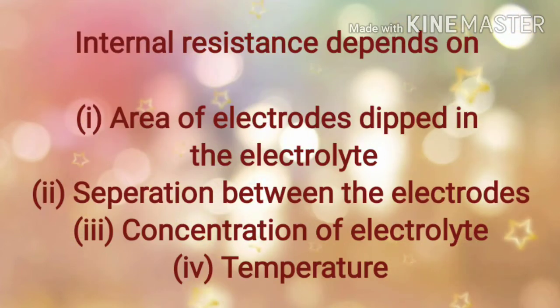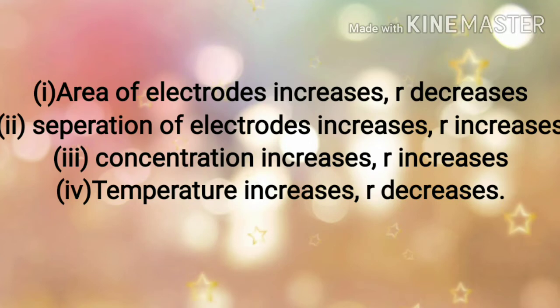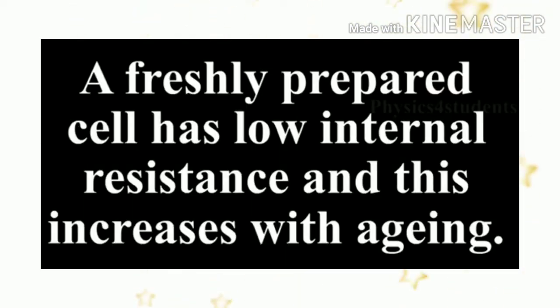It depends on area of the electrodes dipped in the electrolyte, separation between the electrodes, concentration and temperature. As area increases, we know resistance decreases. Separation increases, internal resistance increases. Concentration increases, internal resistance decreases, and internal resistance decreases with increase in temperature. A freshly prepared cell always has low internal resistance.